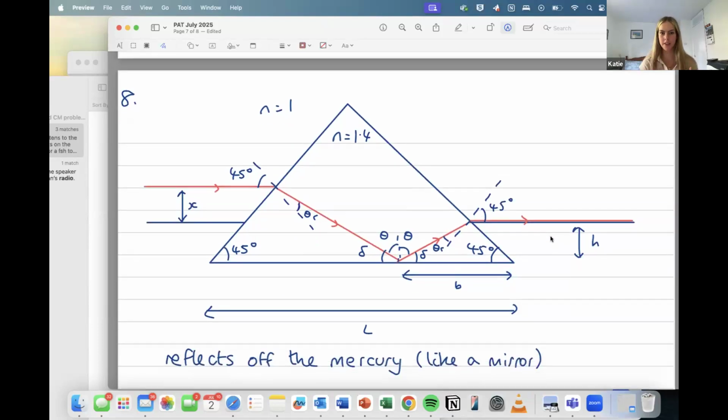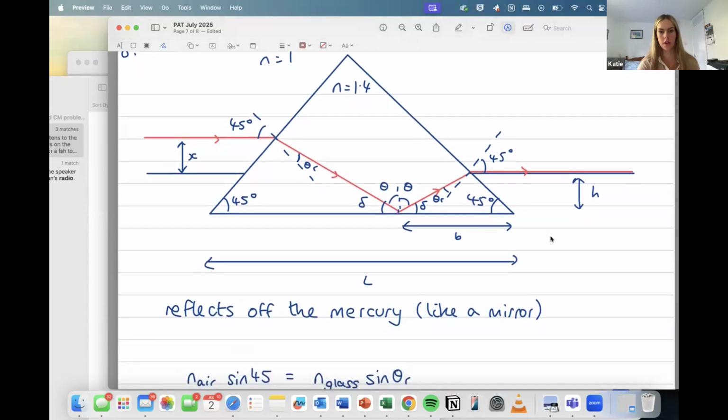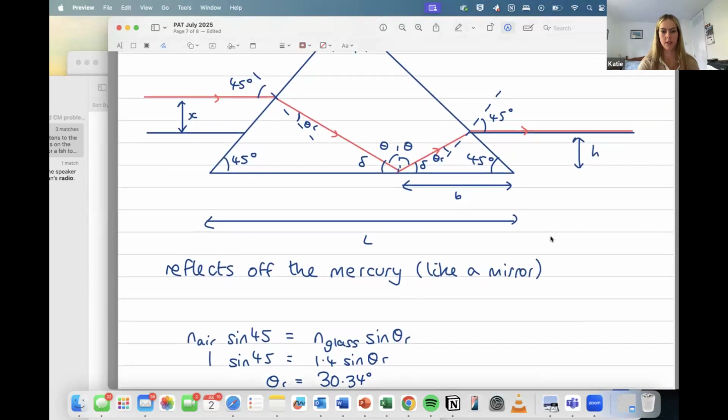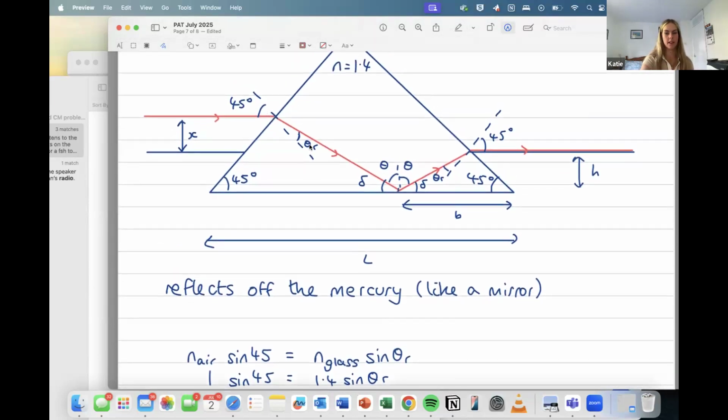So spotting that at the start can be quite tricky since you don't know where your angles are, but just noticing that they're the same. So look for any symmetry in problems like this. So that's what's happening with our light. So straight away, we're going to try and work out what this theta r is.